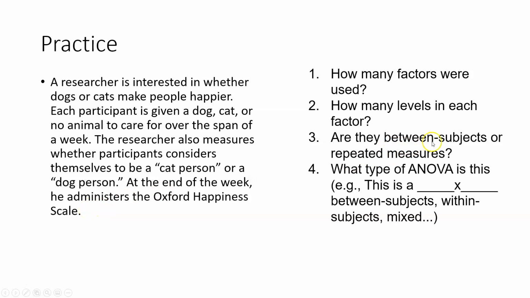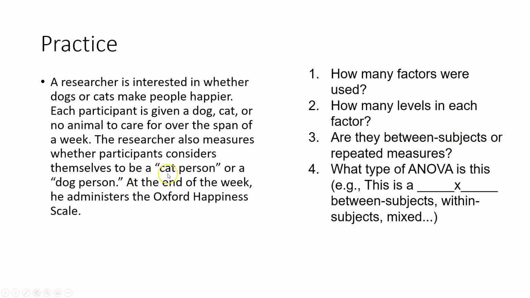Now, are there any between subjects variables? Well, we know that if we look at the type of animal that was given, people weren't given a dog and then also a cat and then also no animal. They were only given either a dog or a cat or no animal. So that's a between subjects variable. They were only in one condition. They were not repeated across multiple conditions.